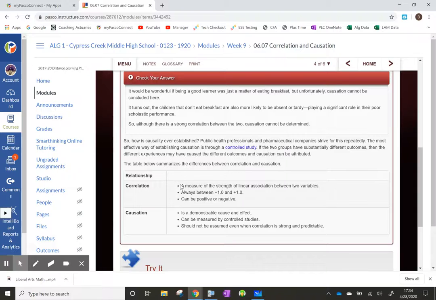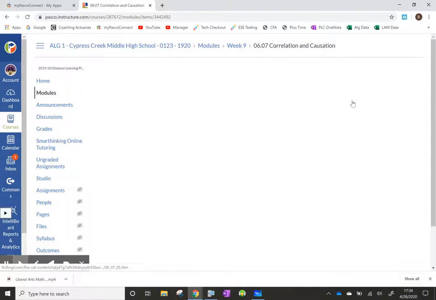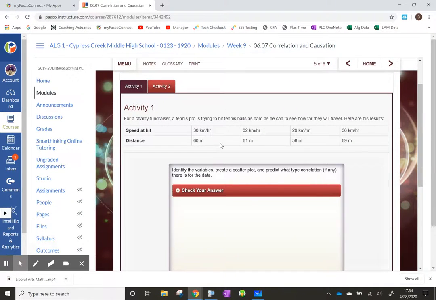Again, we talked about correlation. We talked about the values being between -1 and +1, positive or negative. And causation. Like I said, causation is difficult to prove, but we can infer it a lot of times. Again, not a lot of math here. But we'll see if we can do any kind of math.